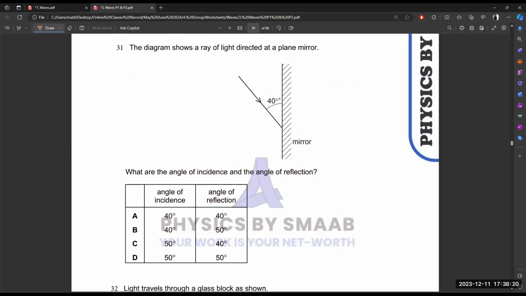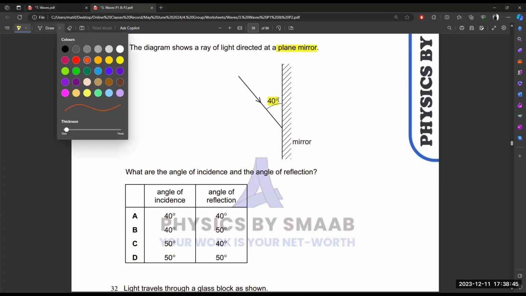And if you consider this question 31, the diagram shows a ray of light directed at a plane mirror. So again, we are using a plane mirror, and the angle in the picture is given as 40. Option A, and one answer I got is D. Wait, no, my bad. Yes, D. So it's D.